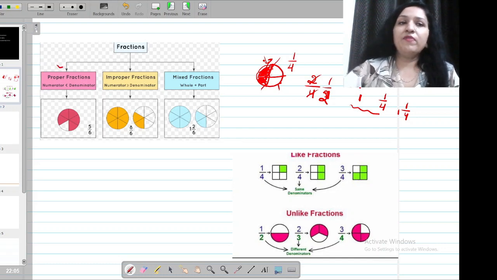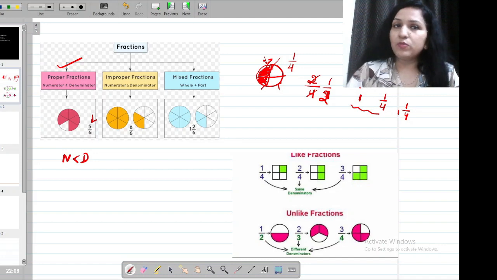Now, proper fractions. What are proper fraction? Where the upper number, that is the numerator, wherever the numerator is lesser than your denominator, it is the proper fraction. Like 5 by 6, 5 is smaller than 6. Improper means when the numerator, upper number is greater than the lower number. I have just explained how the upper number can be greater.